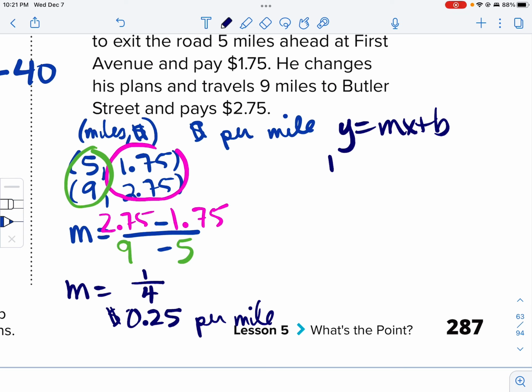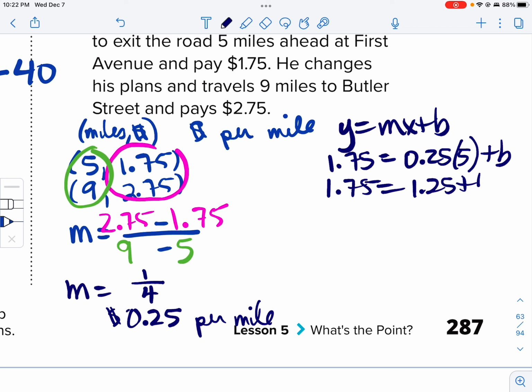The y value, 1.75, equals the m value, 0.25. The x value is 5 plus b. So all I did was replace the y, the x, and the m. That's all I've done. So 1.75 equals 0.25 times 5, and I'll get 1.25 plus b. Subtract 1.25, and I'll get 0.5 equals b.